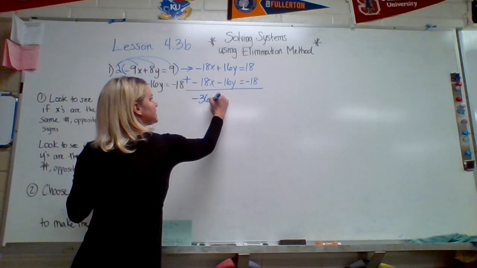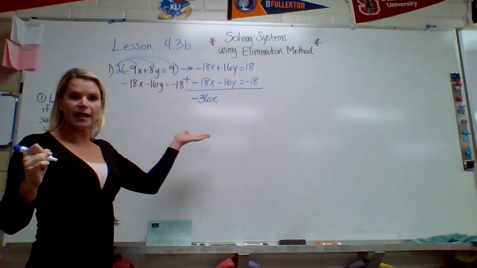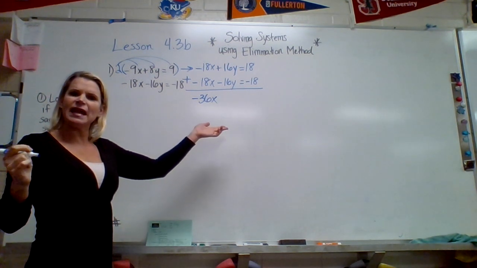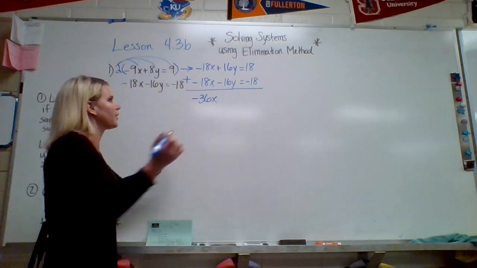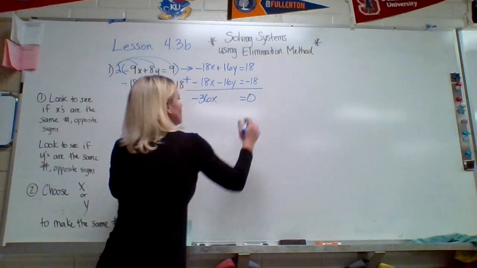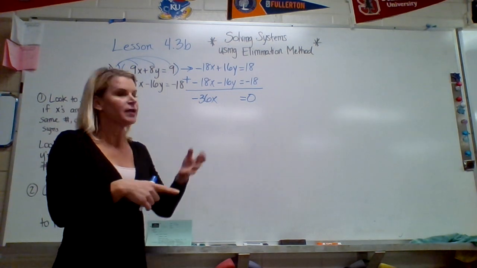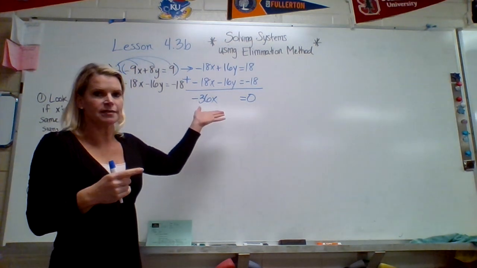Negative 36x. My y's are going to cancel, true. Positive 16, negative 16. And then my 18 and negative 18, that also cancels and makes 0. So I'm not going to make this a no solution. It is not going to be infinite solutions. I'm able to solve for x.